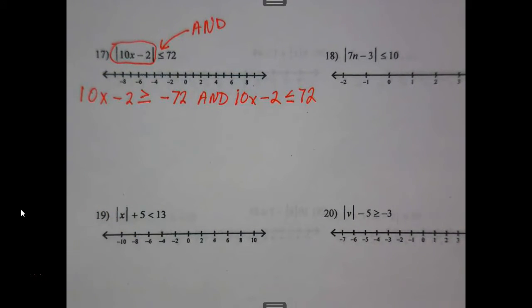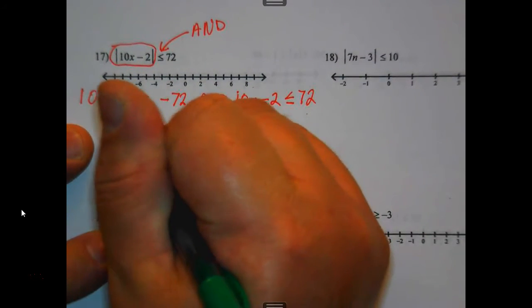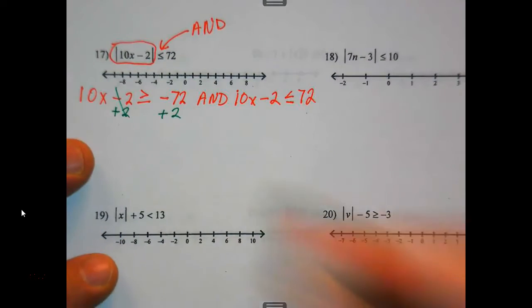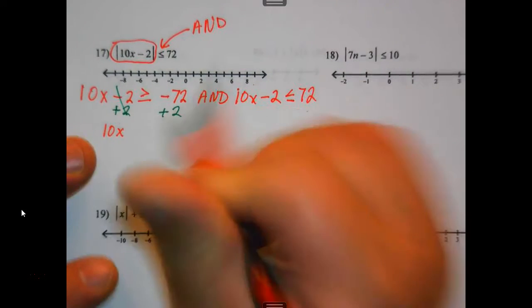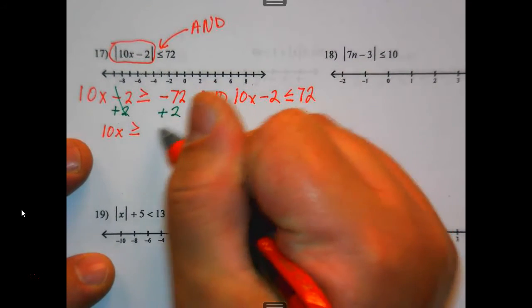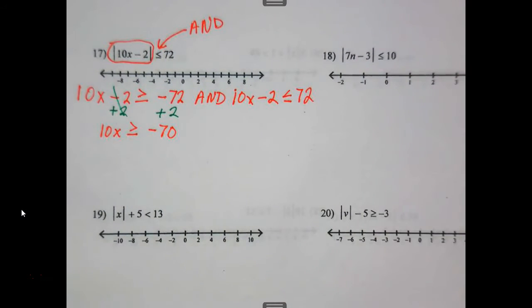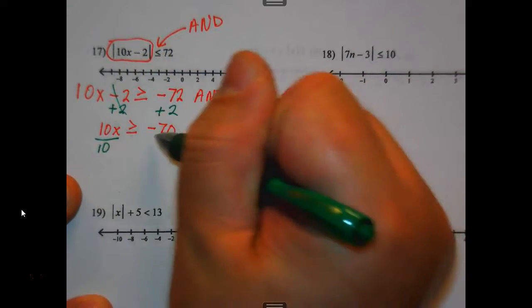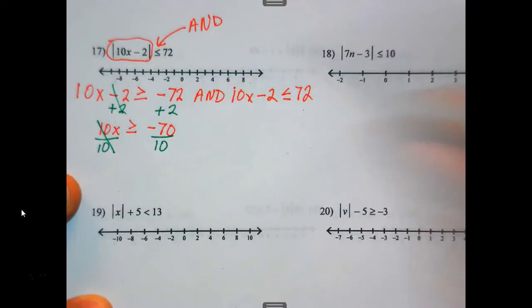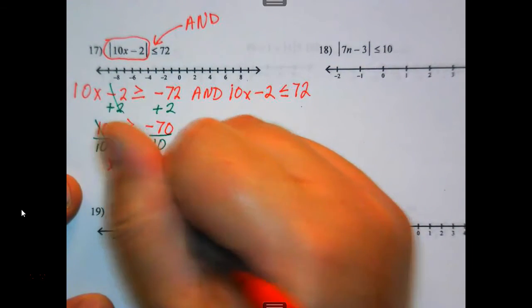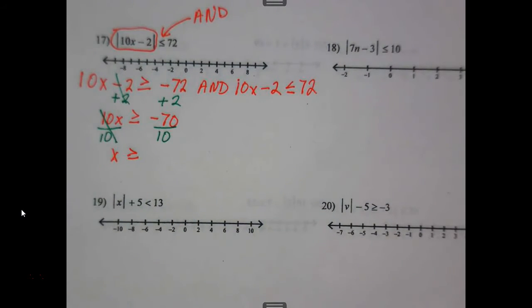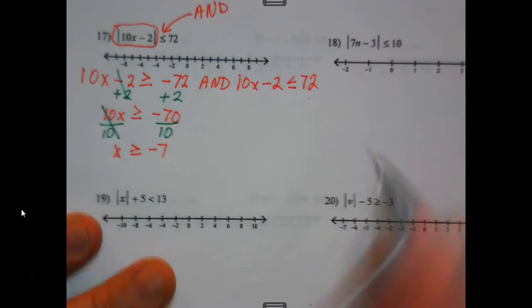It's -72, and keep everything the same. Solve for x on both sides. I'm going to add 2 to both sides. I get 10x greater than or equal to -70. Divide by 10. I get x is greater than or equal to, I can divide a negative number, that's okay, but if I'm dividing by a negative number, I would have had to flip the sign. I get -7.